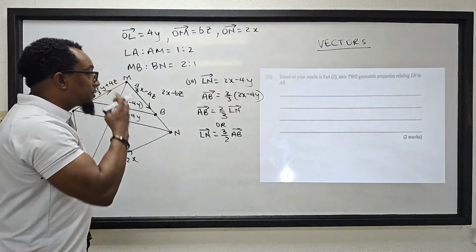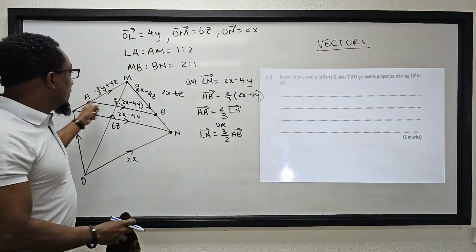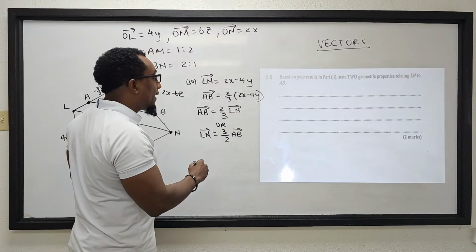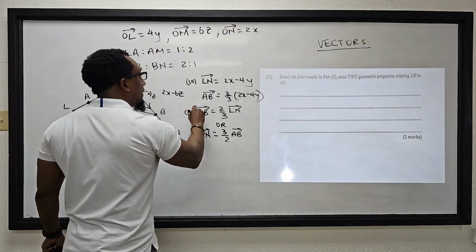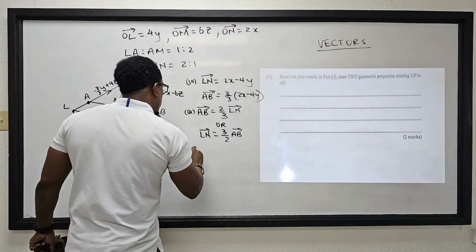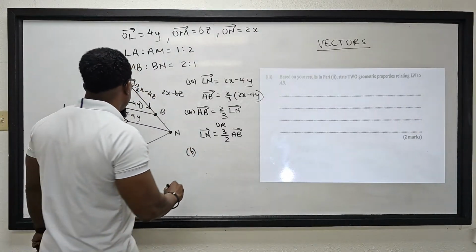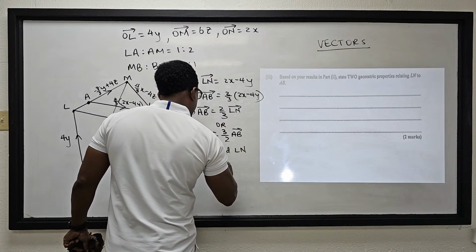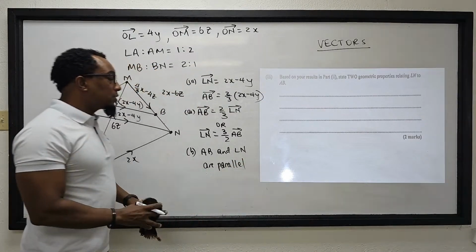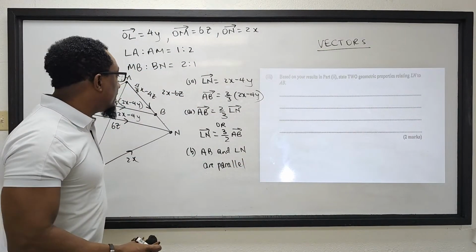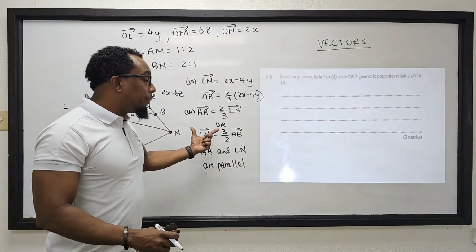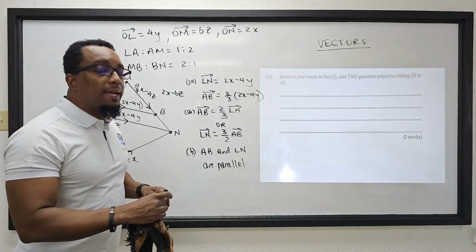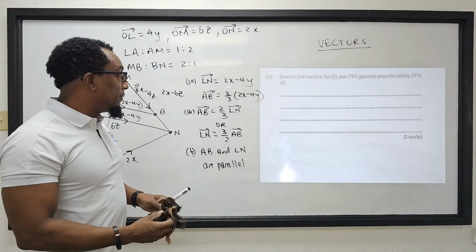And once there's a proportional relationship between these two vectors, then we can state as our second geometric property, this is our first geometric property A. Our second geometric property will be both lines AB and ln are parallel. So those two vector quantities, those two lines AB and ln, they are parallel. Once there's a proportional relationship between two vector quantities, it will prove and show that the two vector quantities are parallel. It's very, very important.